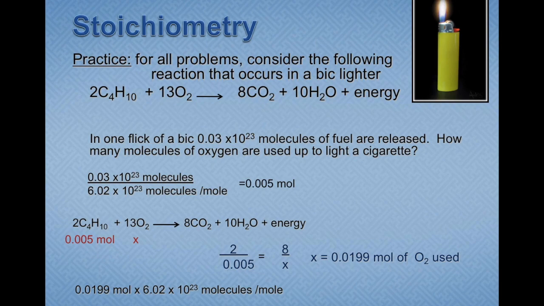So that's moles of oxygen, but the question again is asking for molecules. So this time we're going to multiply by Avogadro's number, the 0.0199 moles times Avogadro's number, and then we end up with 1.2 times 10 to the 22 oxygen molecules. So that's the number of oxygen molecules that are used.